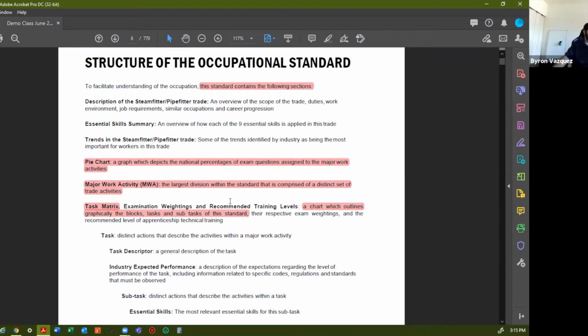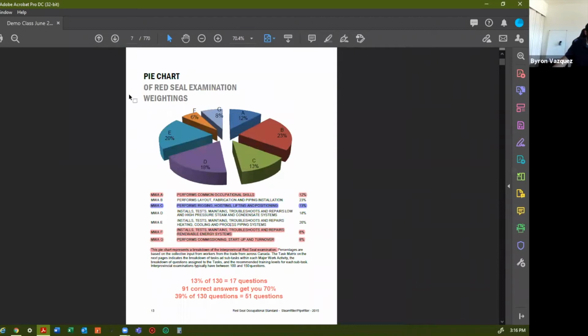What are major work activities? They are the largest divisions within the standard, comprised of a distinct set of trade activities. And then we'll look at the task matrix, which is a chart that outlines graphically the blocks, tasks, and subtasks of this standard. Going a little bit deeper, this is the pie chart for the Red Seal examination you are going to be writing. As you can see, it consists of major work activities A through G. Today, for this demo session, we're looking at major work activity C: performs rigging, hoisting, lifting, and positioning, which is worth 13% of the Red Seal exam.